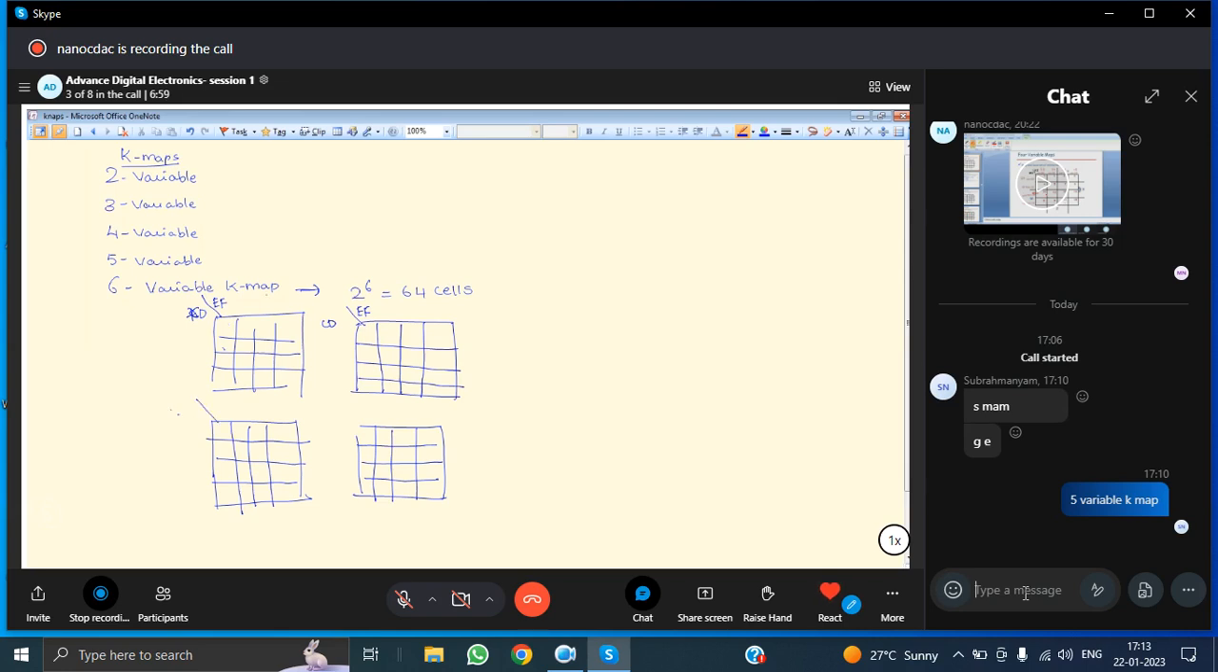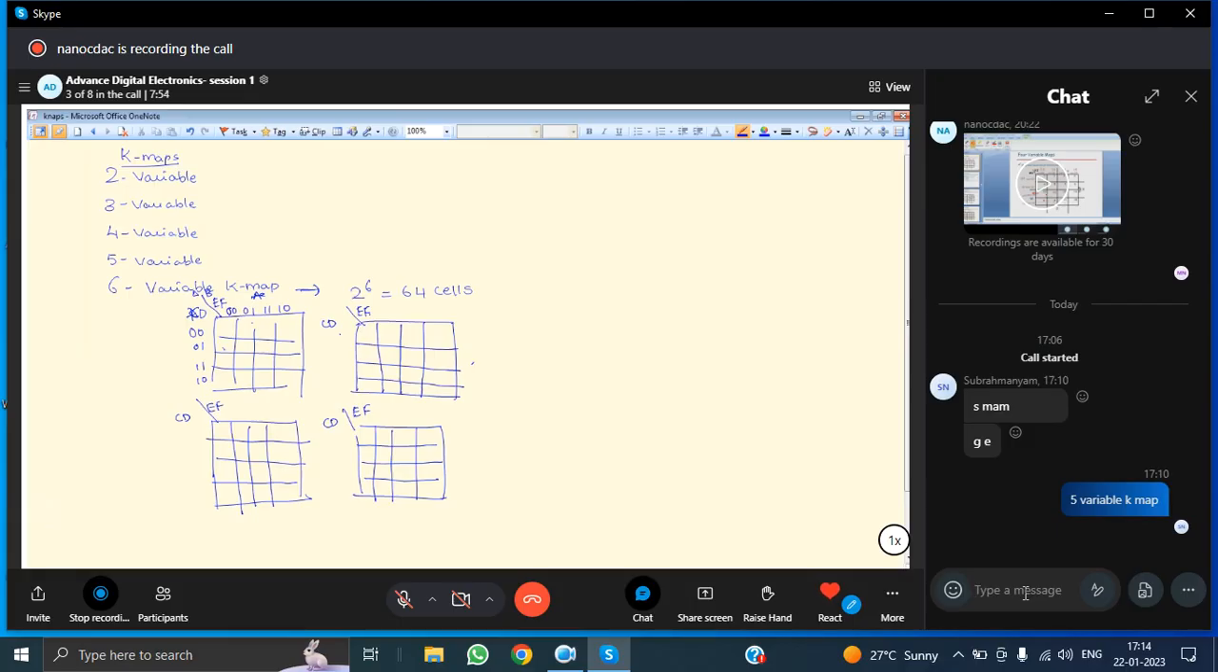Here also we have C, D, E, F, and here also C, D, E, F. Upon this we have A, B, so it will be 0 0, 0 1, 1 1, 1 0, and here also 0 0, 0 1, 1 1, 1 0. In the same way, it is 64 cells, right?